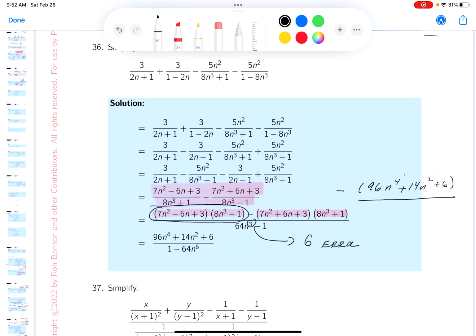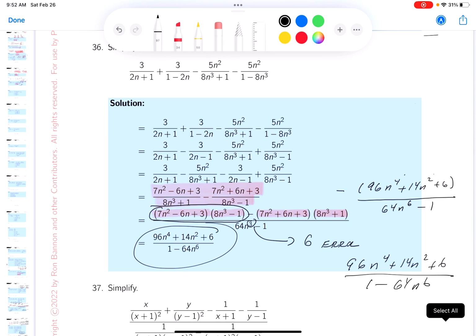Which is going to be 6n to the 6th minus 1. Well, let's take a look at that. I think I'm going to multiply both top and bottom by minus 1. So you get 96n to the 4th plus 14n squared plus 6 over 1 minus 6n to the 6th. Let's see if we got the answer. Get my red pen out. Got the correct bottom. And the top, did I get the top right? 96n to the 4th, 14n squared. Yeah, things are fine. Thank you so much for listening.